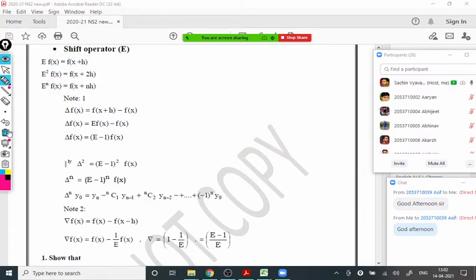Now you'll observe. Okay, let me see the questions which are asked in the old question paper. In one of the old question papers, the question is asked like this: show that delta is equal to e minus 1. Then proof. The proof is very simple. It's trivial, hardly 2 steps only. So we have to start by considering delta of fx. Consider delta of fx is equal to f of x plus h minus fx.